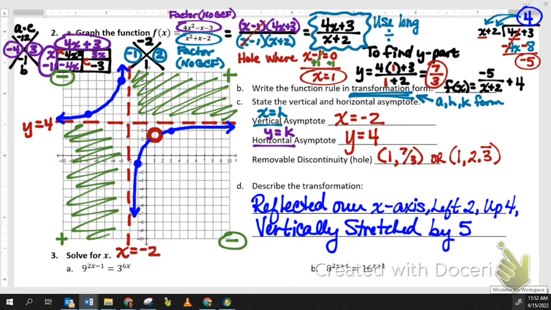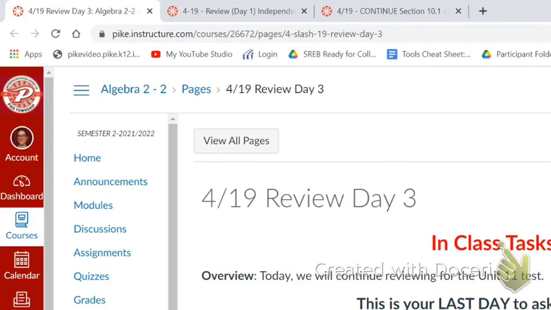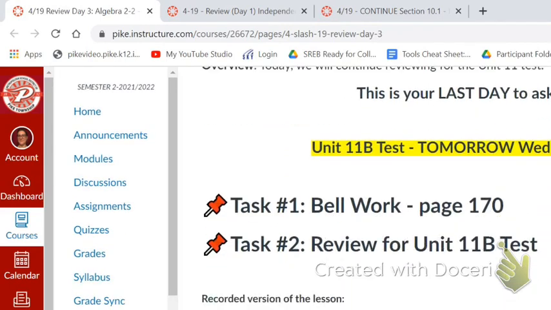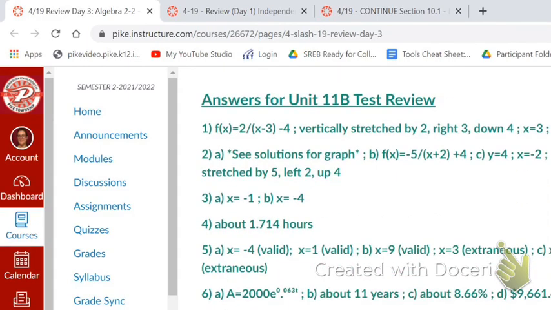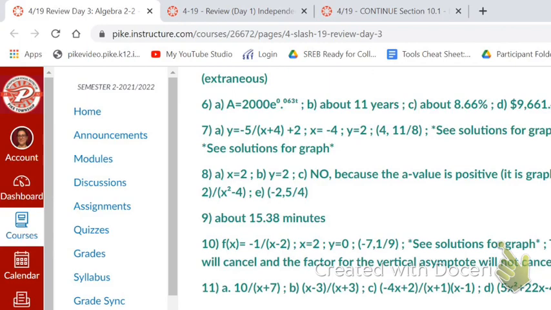Remember the answer key up on Canvas. Click on the big red button that says today's lesson, and if you scroll all the way to the bottom, the answers are here in green, so if you just want to check your answers, you can look there, or the key is all the way down at the bottom, and you can click on that to get the PDF.